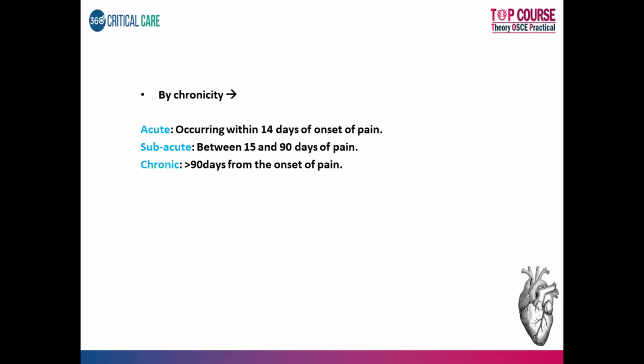Now by chronicity, it is classified into acute, subacute and chronic. Acute is the occurrence of this dissection within 14 days of onset of pain. So symptom to the dissection is 14 days. Subacute is between 15 to 90 days. And if it is more than 90 days, it is chronic.